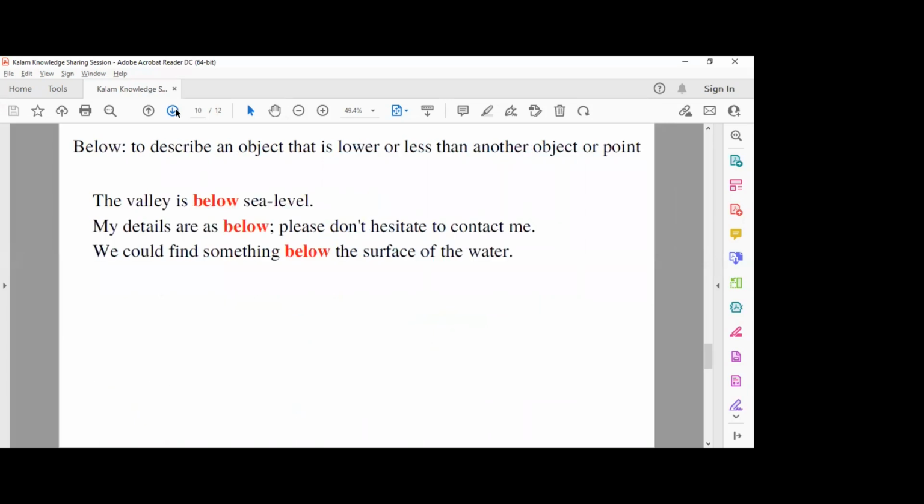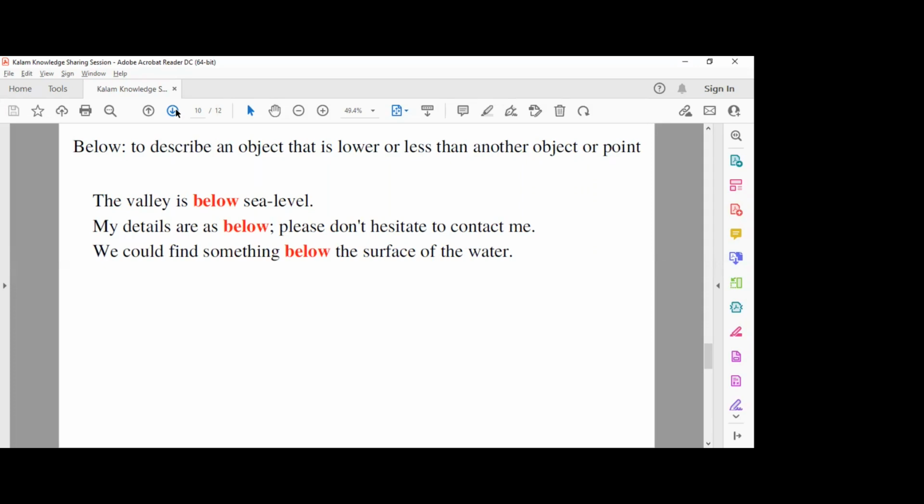And the next one is below. We use it to describe an object that is lower than or less than another object or point. So when we are talking about something lower than an object or point, we have to use below. The valley is below sea level. So here it is below the sea level, so we have to use below.